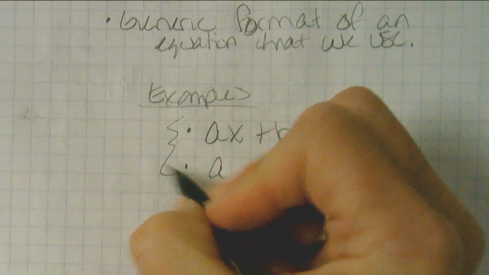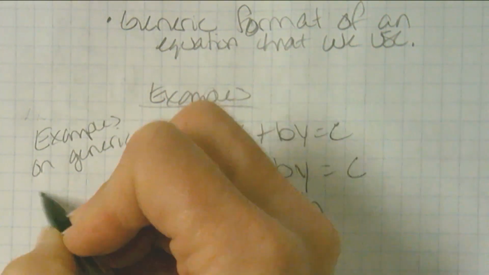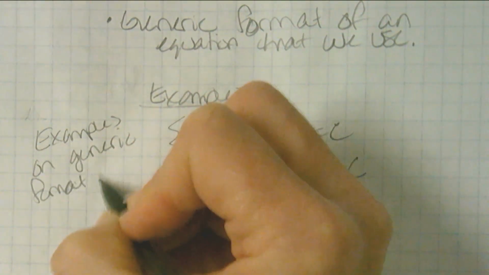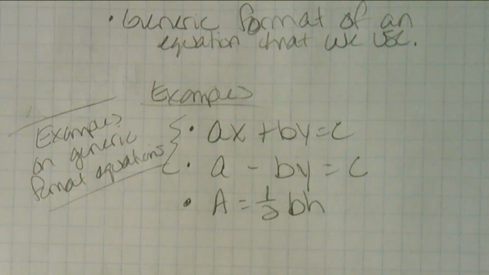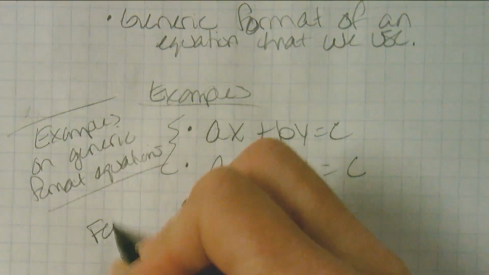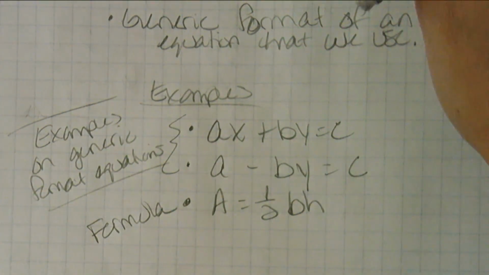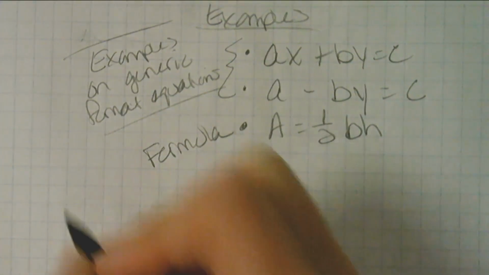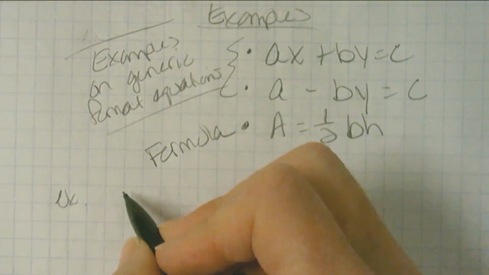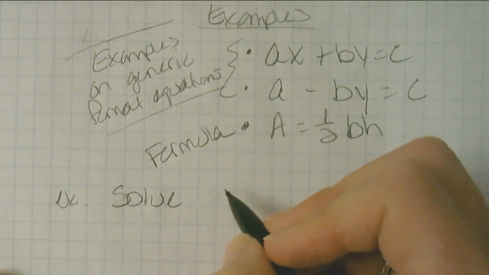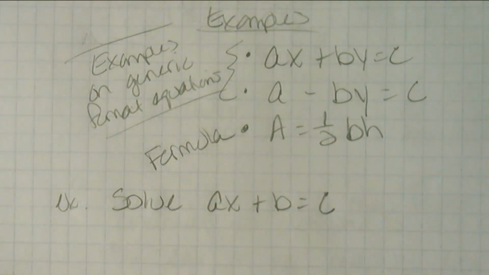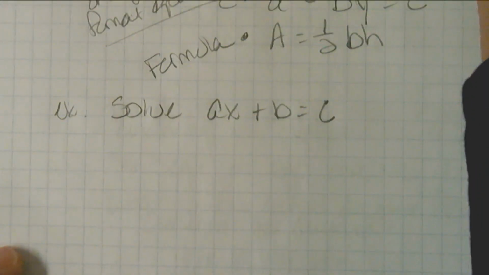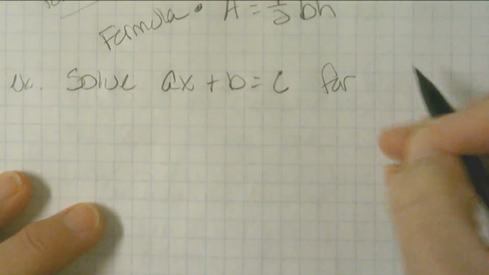So these first two are just examples of generic format equations. And it could look like anything. All variables. That last one is considered a formula. So let's dive into what we're going to do with these. What I want you to do is solve ax plus b equals c. So there is our literal equation. That's just a generic format of an equation. I want us to solve it for x.